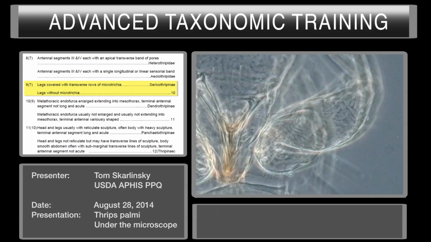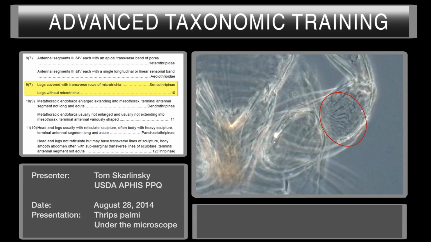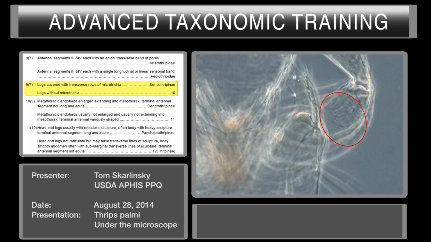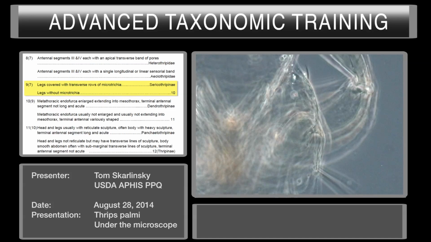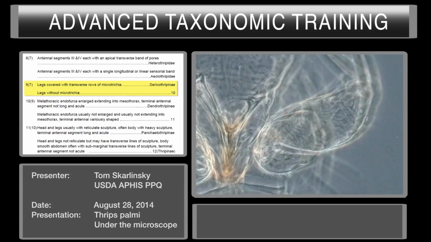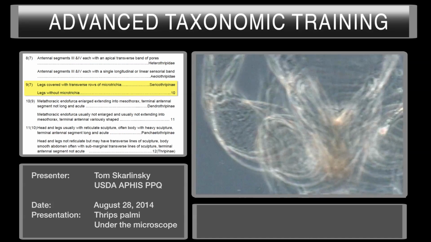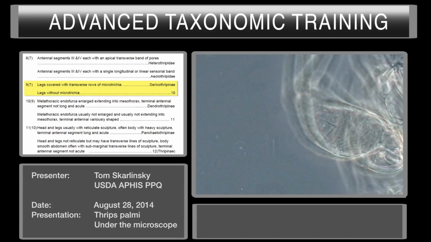are there transverse rows of microtrichia? In other words, going this way in this direction, and these small seedy wannabes, or almost like razor stubble, very small. And I don't see any. I don't see any small ones. We do see some larger ones, for example there, but that's not what a microtrichia is.